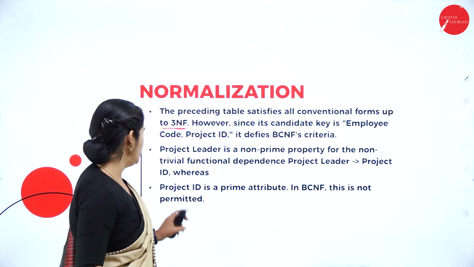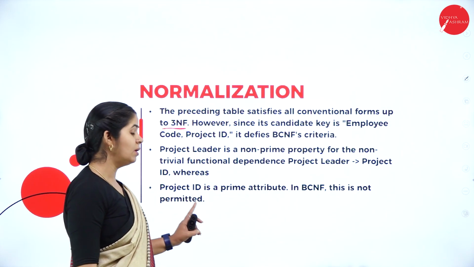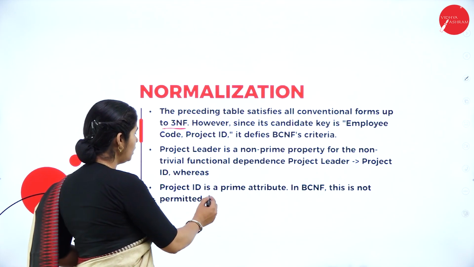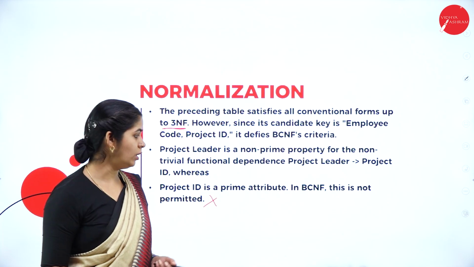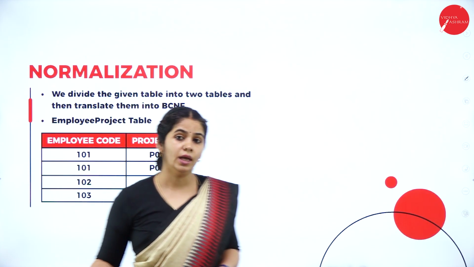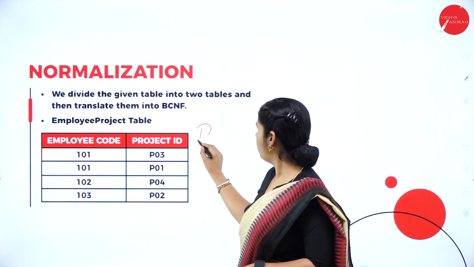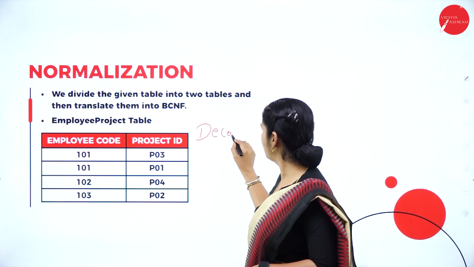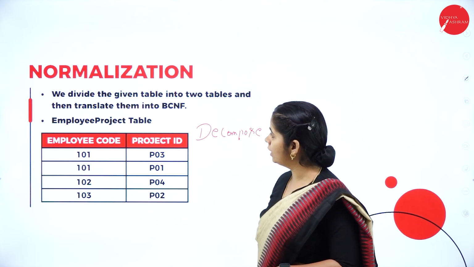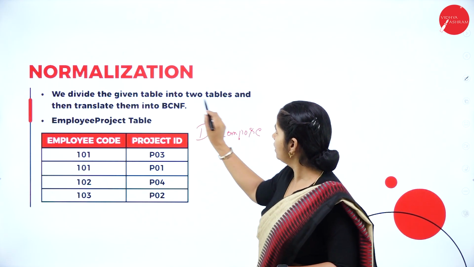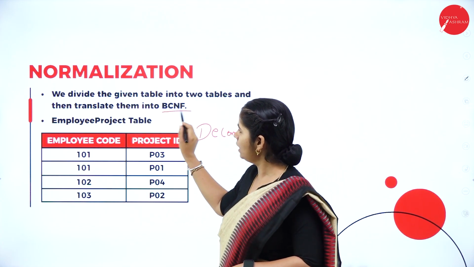So what are we doing? Project ID is a prime attribute in BCNF. This is not permitted. So project ID is a prime attribute which is not permitted. Then to make that table BCNF, again decompose the table. We divide the given table into two and translate them into BCNF.